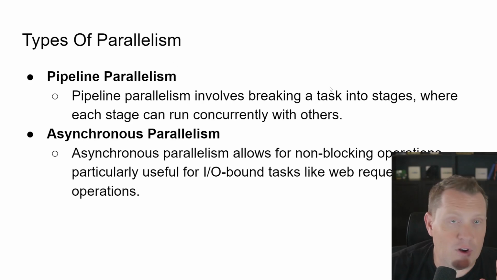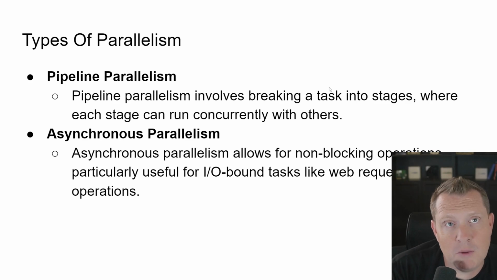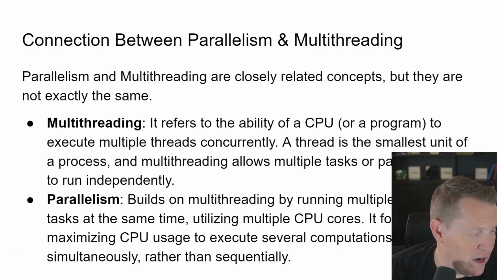Now, there's also pipeline parallelism, which involves breaking a task into stages where each stage can run concurrently with the others. Then there's asynchronous parallelism, which allows for non-blocking operations, particularly useful for I/O-bound tasks like web requests or file operations. You see this a lot in web.